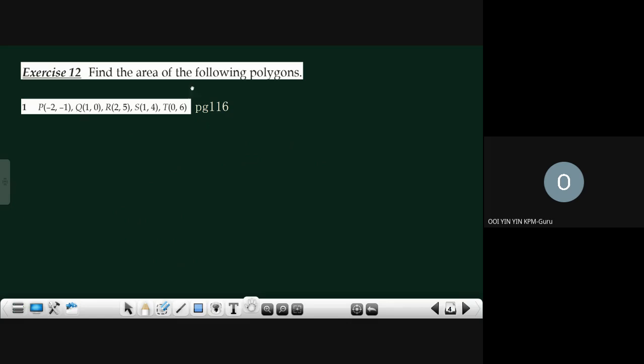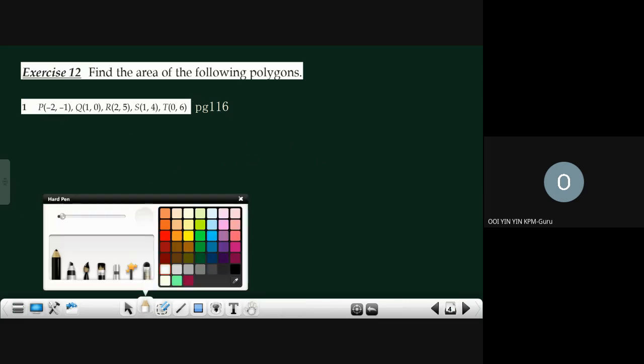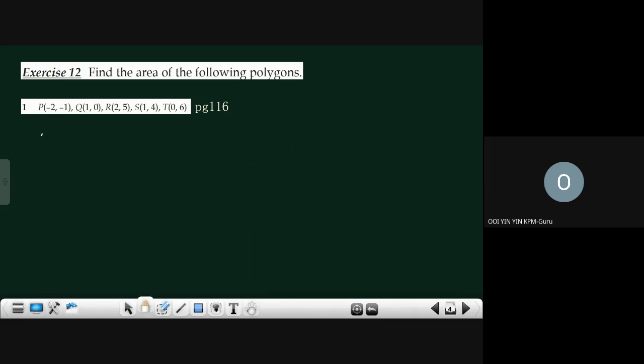Now this one is a polygon. You see how many points, vertices, you have here? P, Q, R, S, T, 5. So this is a pentagon. As I told you just now, for a pentagon, we start with the area of your P, Q, R, S, T. It would be 1/2, and then modulus.